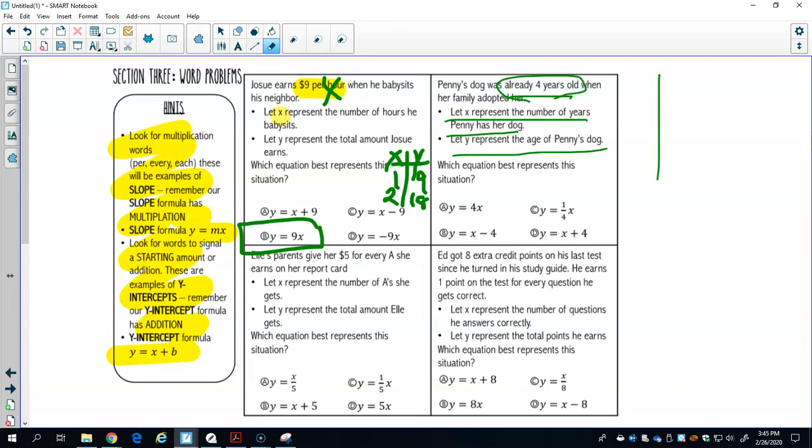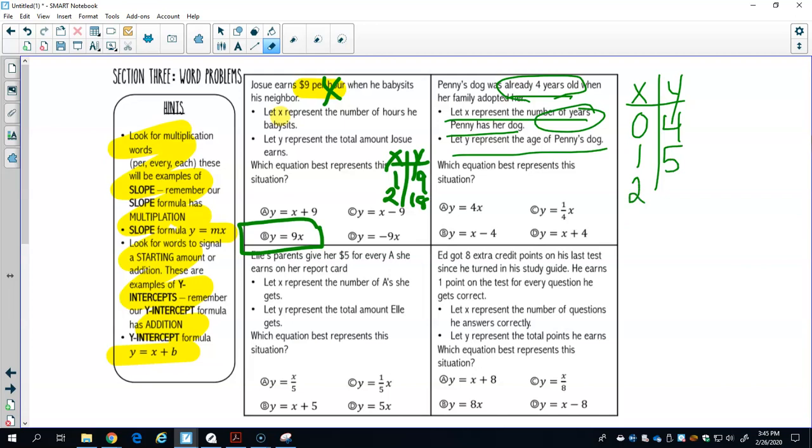So again, a helpful thing for questions like this might be to make a table. So X would represent, we said, the number of years. So I'm going to say, okay, at 0 years, how old would Penny's dog be? Well, it tells us in the problem that Penny's dog was already 4 years old, so at 0 years, the age of the dog would be 4. At 1 year, 1 more year goes by, the age of the dog is going to be 5.